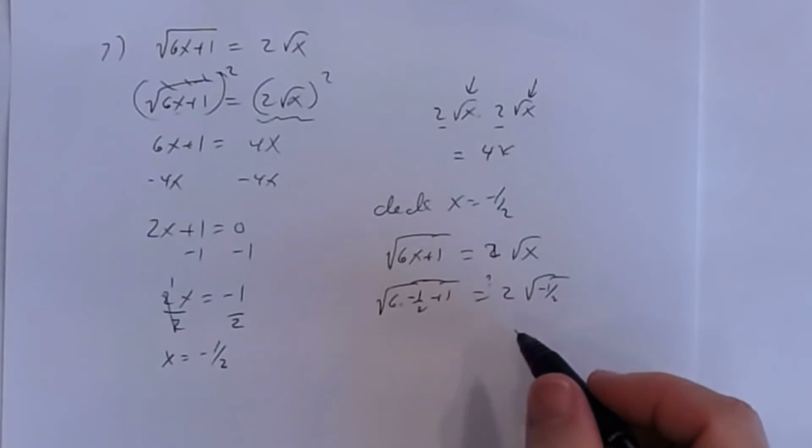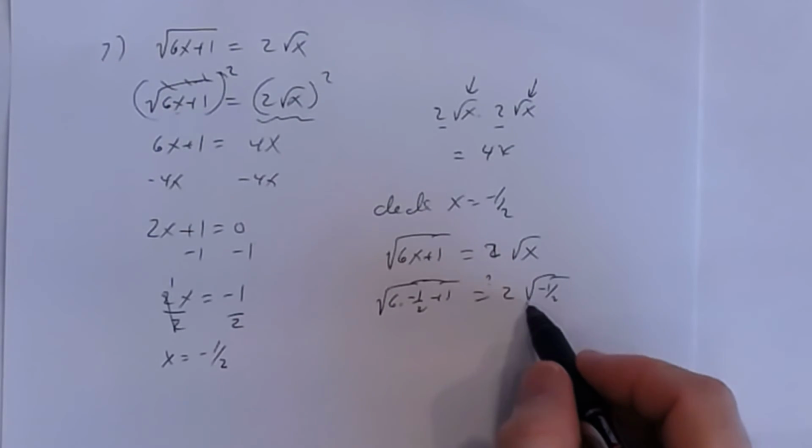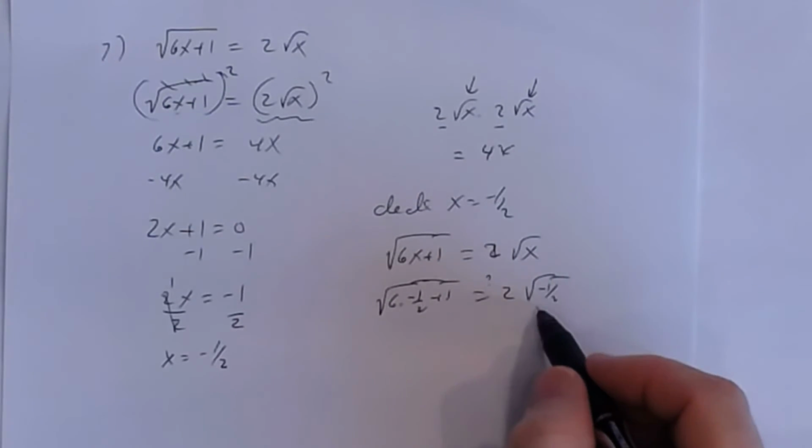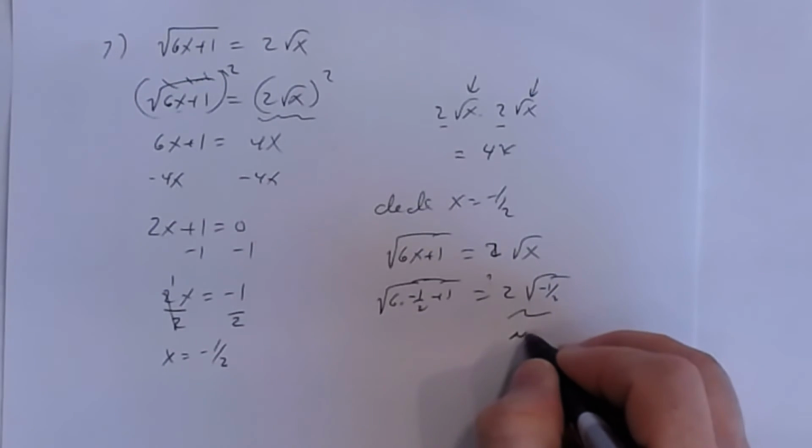Now right away, you can stop, because you see the square root of a negative 1/2? You cannot take the square root of a negative number and get a real number. This is not a real number.